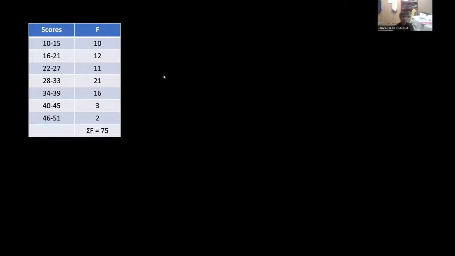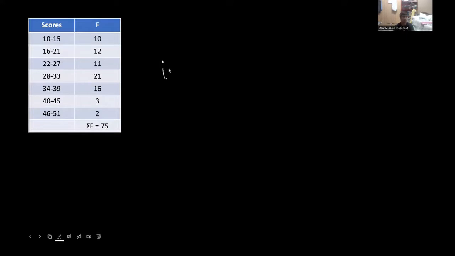Before that, let's look first at class width. First, what is class width? Class width is basically the number of values in a class interval. So here's the thing, to ask you in a different way: how many values are there in that class interval?